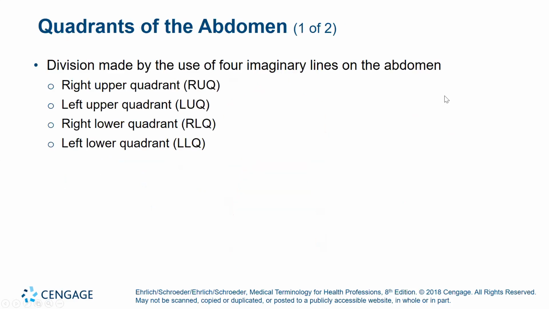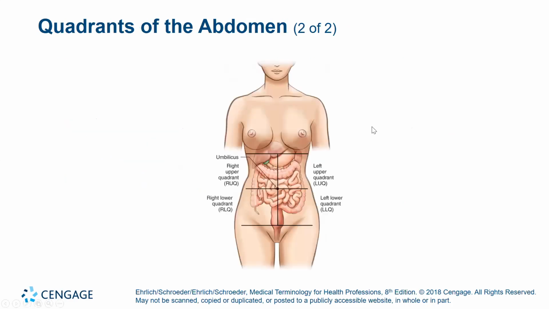We have the quadrants of the abdomen. We've got 4 of those. We have the right upper quadrant, left upper quadrant, right lower quadrant, and left lower quadrant. And here you can see where these are located. The right upper, left upper, right lower, and left lower. Here's your umbilicus right here in the middle.